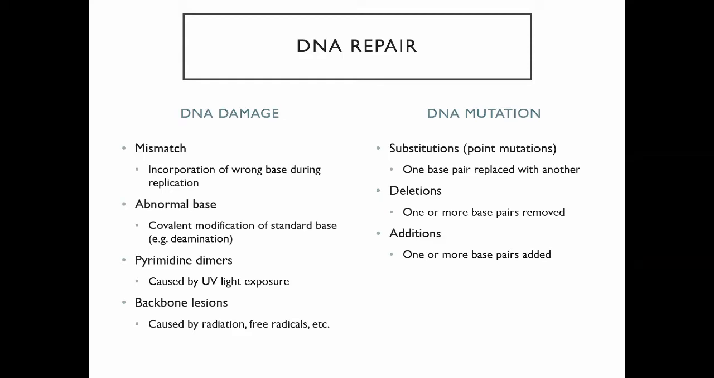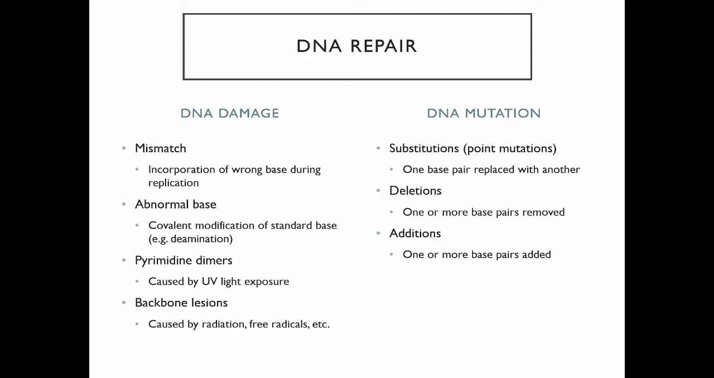A mutation is when damage to the DNA is not fixed and it lasts through a round of replication, and in the process of replication the presence of the damage causes the DNA polymerase to copy the DNA incorrectly. So there are different kinds of mutations depending on the way in which the polymerase makes this mistake.